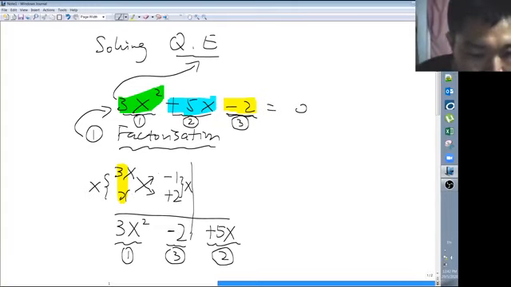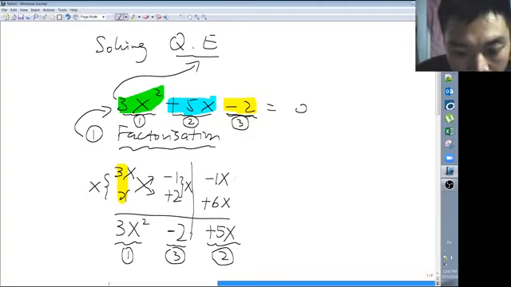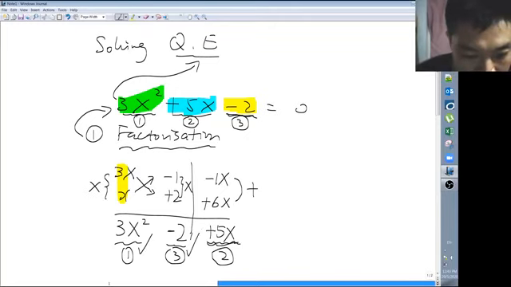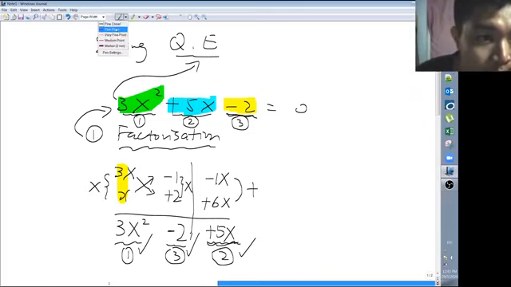Now let's do a cross multiplication. 3x times plus 2, you will get plus 6x, right? And x times your minus 1, you will get your minus 1x here. I hope you can see minus 1x plus 6x, you get your plus 5x. So this factorization method allows you to get your first term, third term, and second term. Therefore you have already factorized this quadratic equation. So the answer will be given by this.